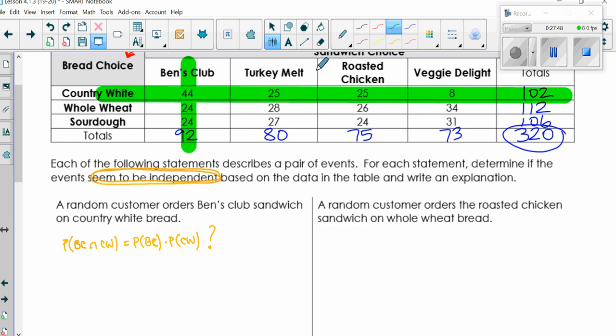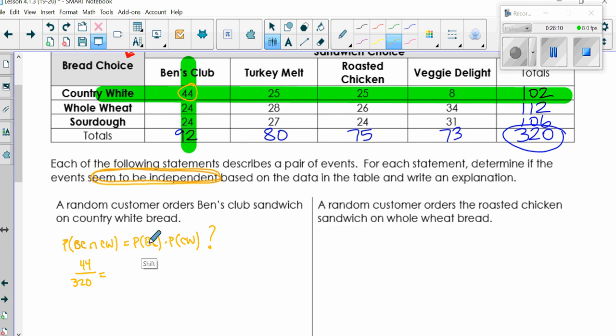Okay. Notice that Ben's Club and country white intersect at this 44 right here. So that means that the probability of both of those happening would be 44 out of my total of 320. So out of the 320 possibilities, 44 of them have both.